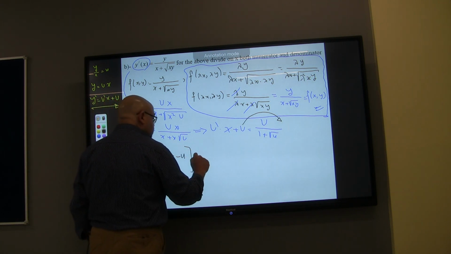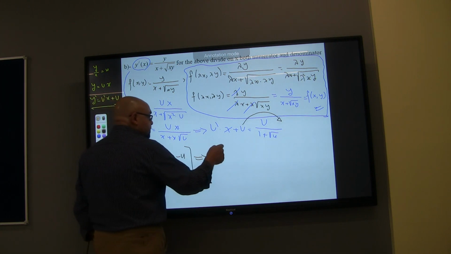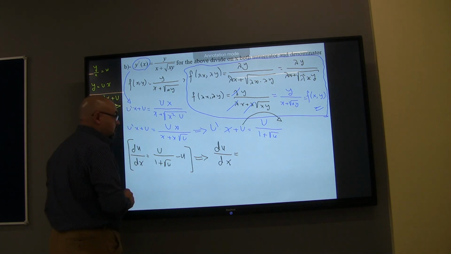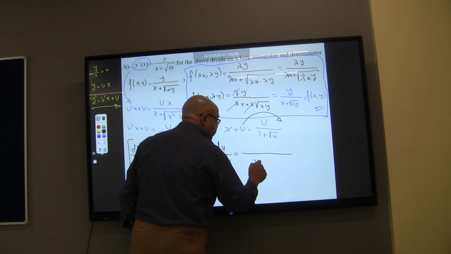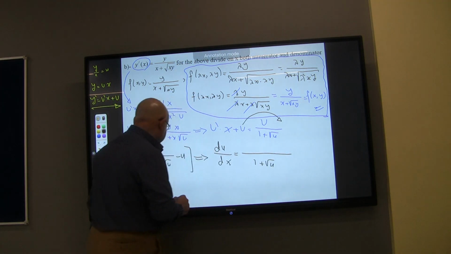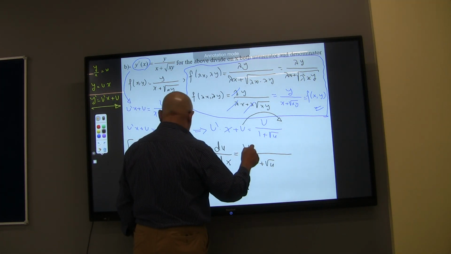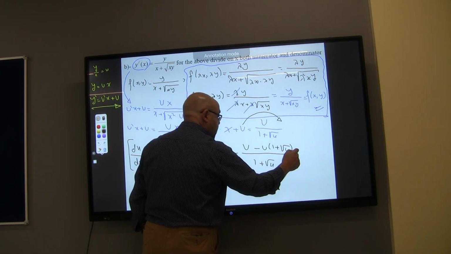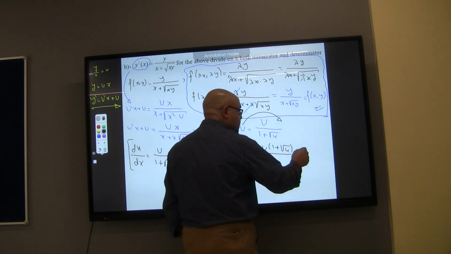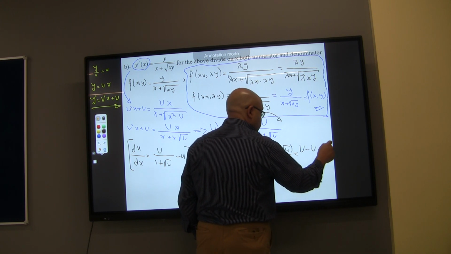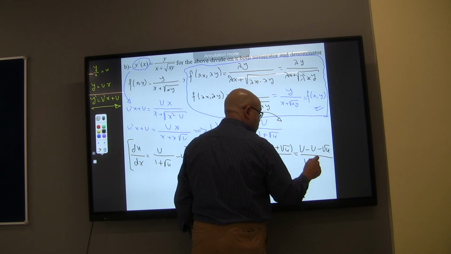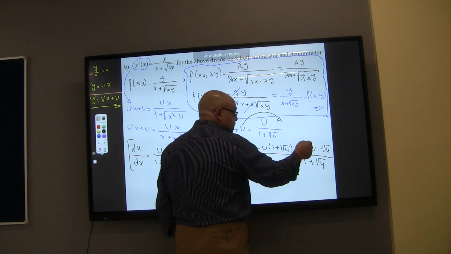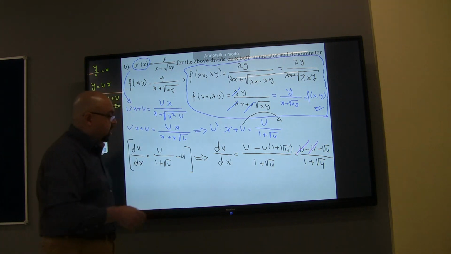So all I have to do is to try to make this arrangement. So we have du by dx, which is going to equal, the common denominator will be 1 plus root u, so you will have u minus u times 1 plus root u. Never give up. So it's going to be u minus root u divided by 1 plus root u. These two terms can be easily cancelled together, a positive and a negative.